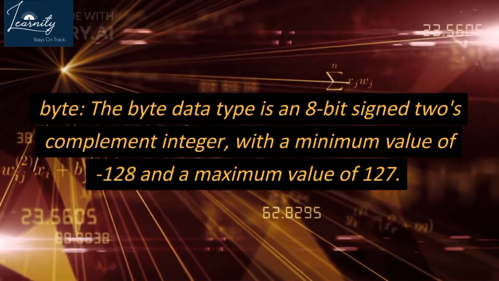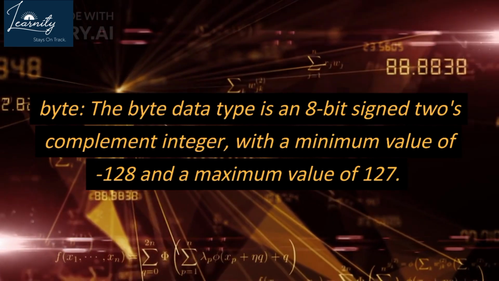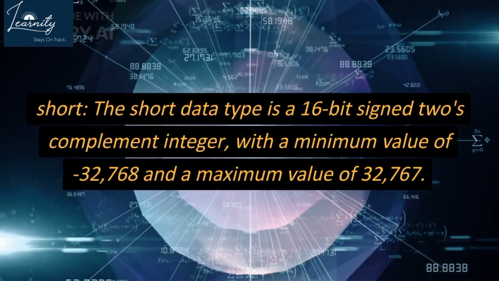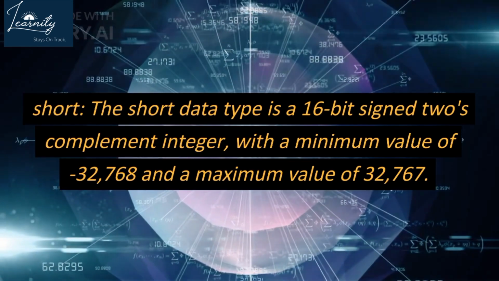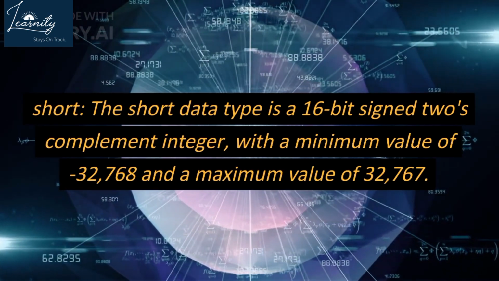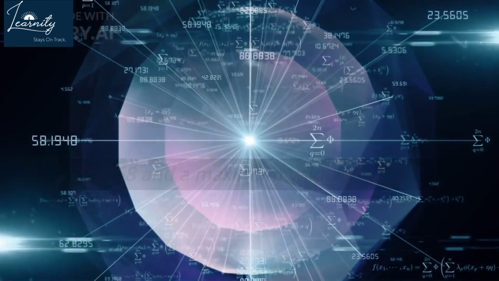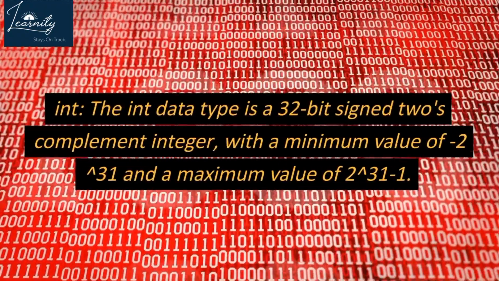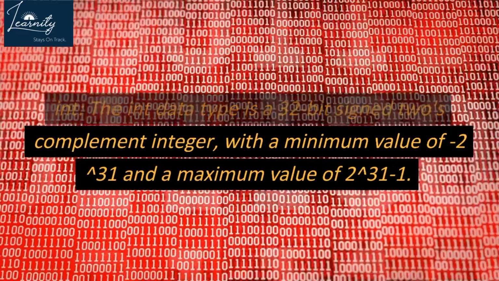Byte. The byte data type is an 8-bit signed 2's complement integer, with a minimum value of -128 and a maximum value of 127. Short. The short data type is a 16-bit signed 2's complement integer, with a minimum value of -32,768 and a maximum value of 32,767. Int. The int data type is a 32-bit signed 2's complement integer, with a minimum value of -2 to the power of 31 and a maximum value of 2 to the power of 31 minus 1.